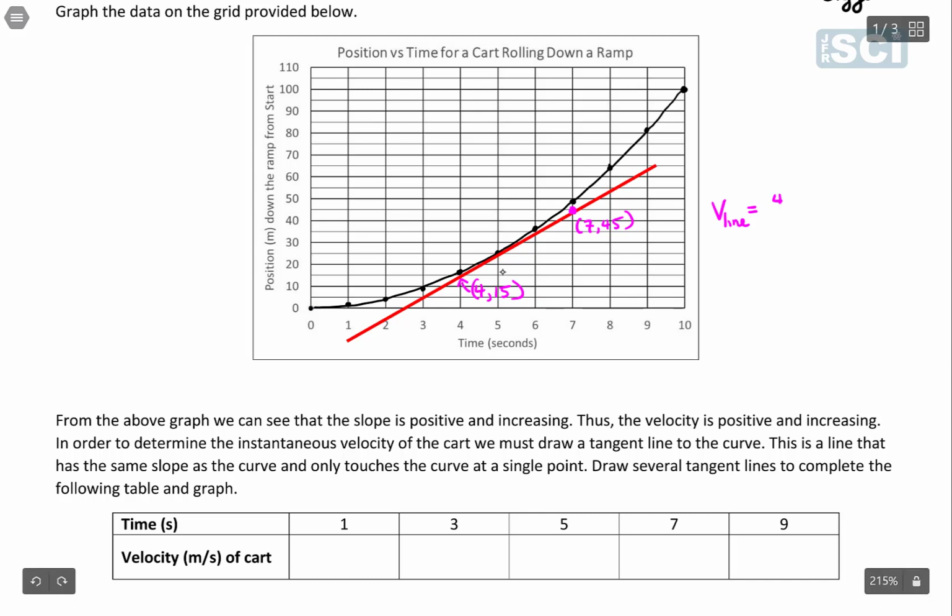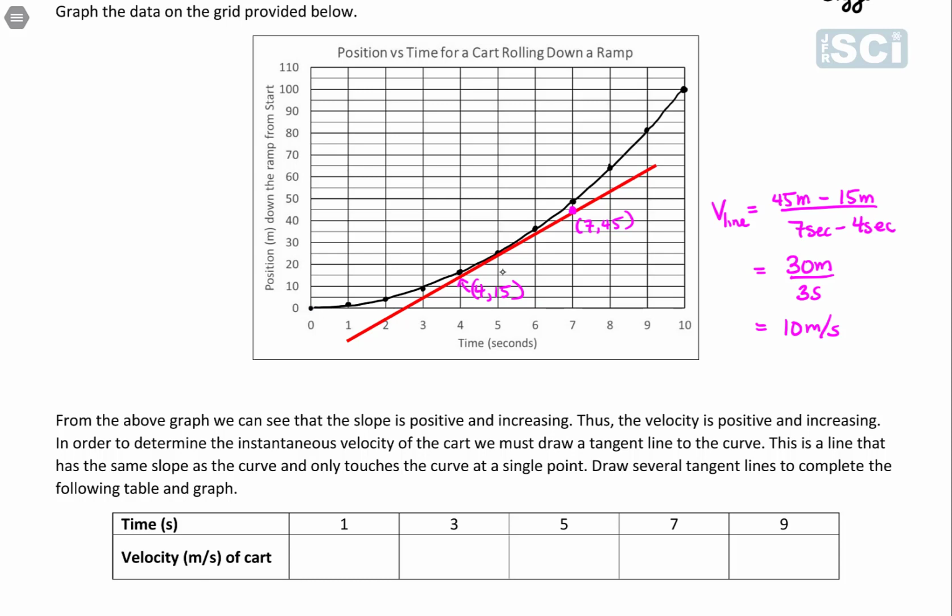So that will be 45 meters from the start minus 15 meters from the start. And the difference in my time is 7 seconds minus 4 seconds. If I calculate that, I get 30 meters in 3 seconds, which gives me 10 meters per second. So the slope of my tangent line at 5 seconds is 10 meters per second.